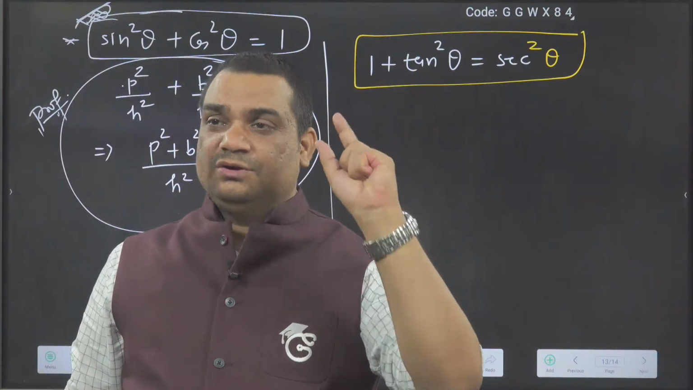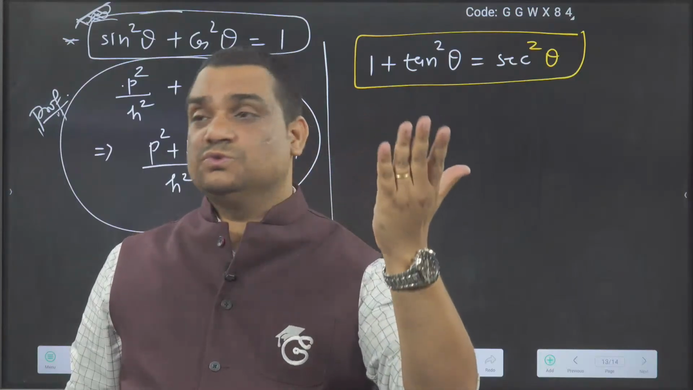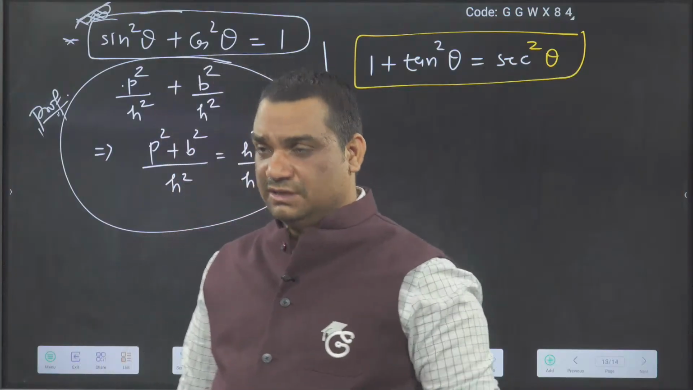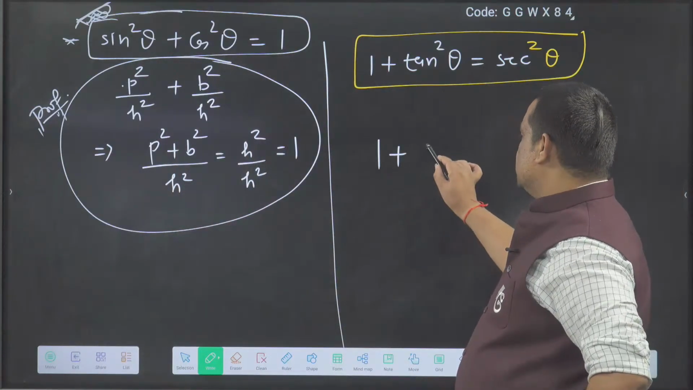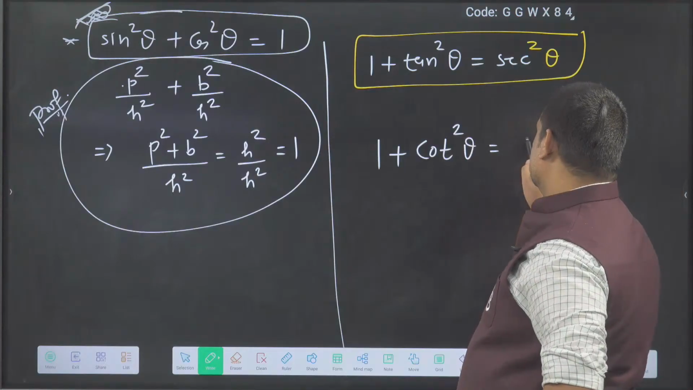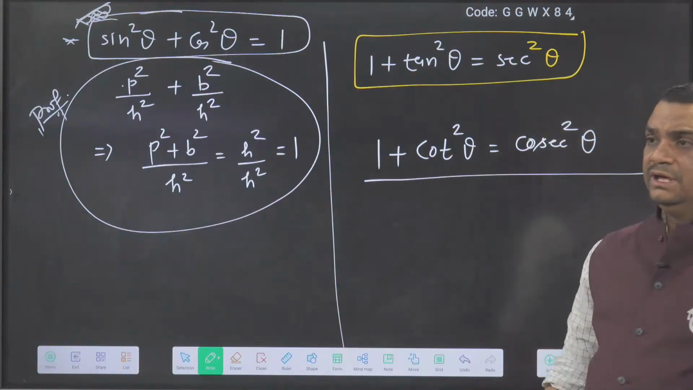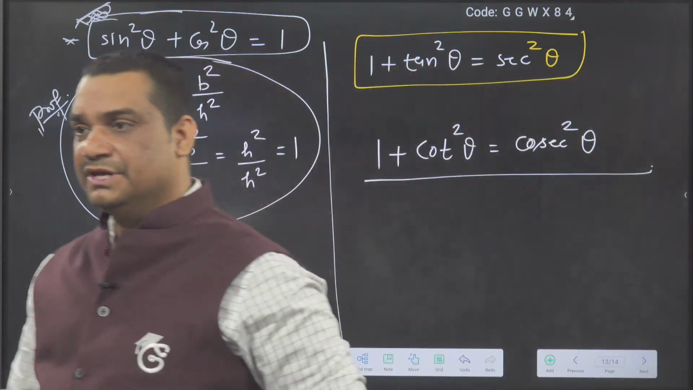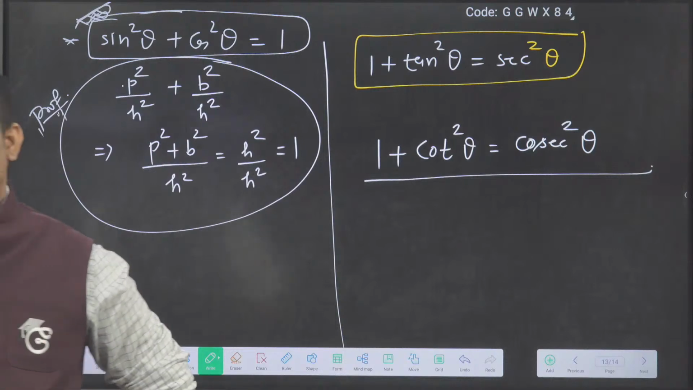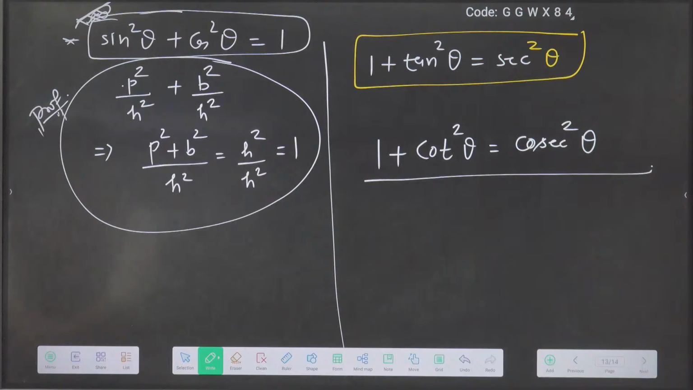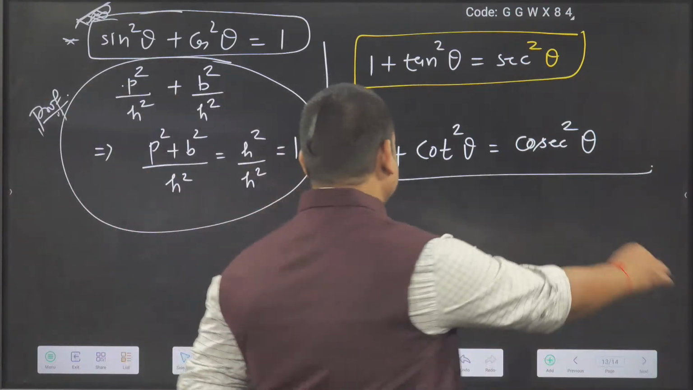Because we have to reduce time and do questions faster, we'll take help of this formula, 1 plus tan square theta equal to sec square theta. Similarly, I can write another one: 1 plus cot square theta equal to cosec square theta. Any problem in this one? Now, these three formulas you will remember.